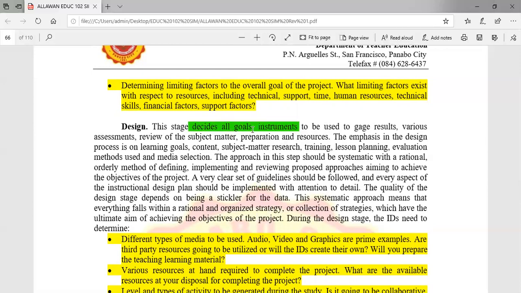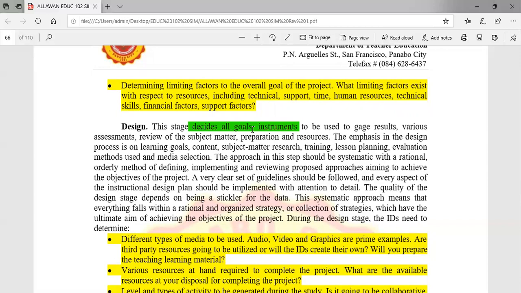So in the design, you would know the learning goals, the learning content, subject matter research, the training, the lesson planning, and the evaluation method that you use on the media and the media selection on this design part. So makakapag-construct na kayo sa gagawin nyo na lesson sa ganyan na topic. So on the word design.